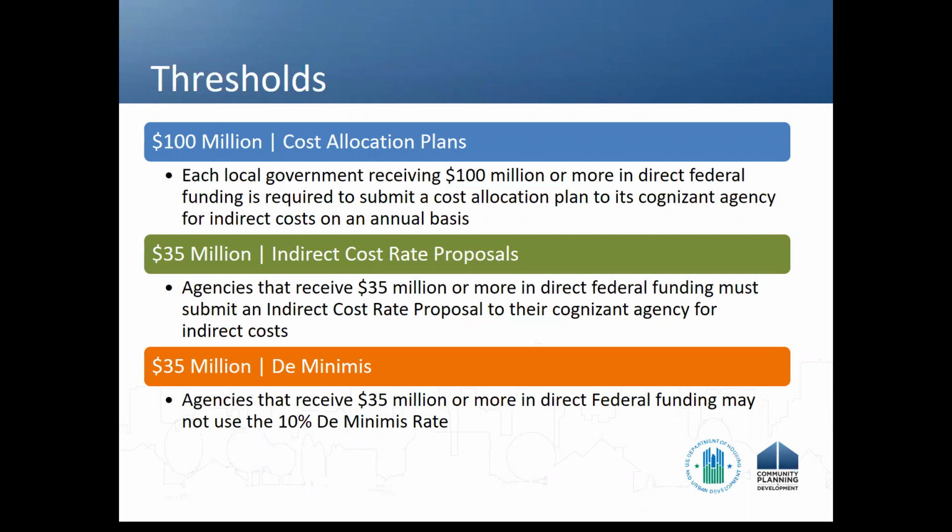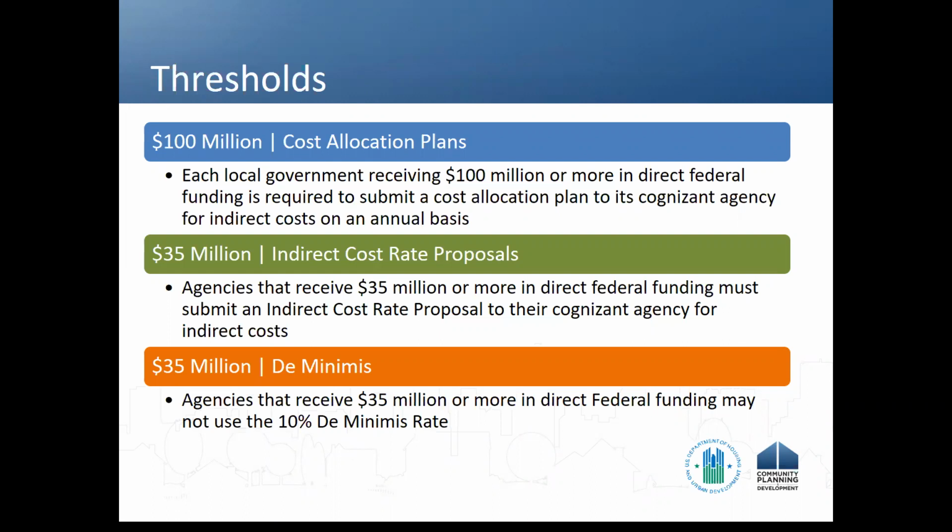Agencies that receive $35 million or more in direct federal funding must submit an indirect cost rate proposal to their cognizant agency for indirect costs. And finally, agencies that receive, again, $35 million or more in direct federal funding may not use the 10% de minimis rate. So if you fall over that $100 million threshold and you are a government agency but not a nonprofit, then you must submit a cost allocation plan. You cannot use the de minimis or the other method.